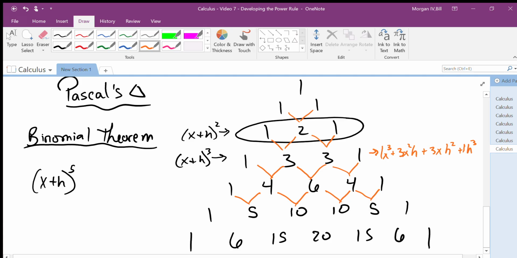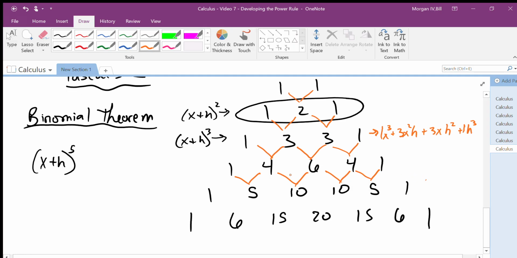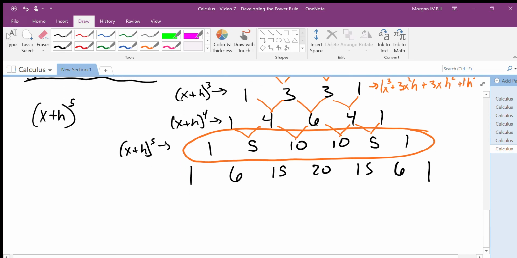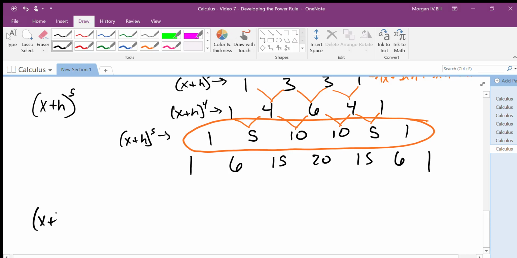So for example, if I wanted to know x plus h to the fifth, I'm going to use this row right here. This is x plus h squared, x plus h cubed. This one would be x plus h to the fourth, and this one x plus h to the fifth. So the coefficients for each term will be 1, 5, 10, 10, 5, 1. So x plus h to the fifth. I know the coefficients are 1. I'm going to have an x to the fifth with no h's.